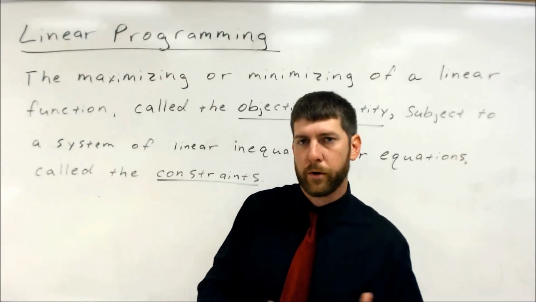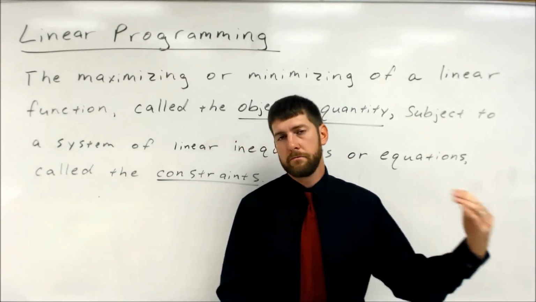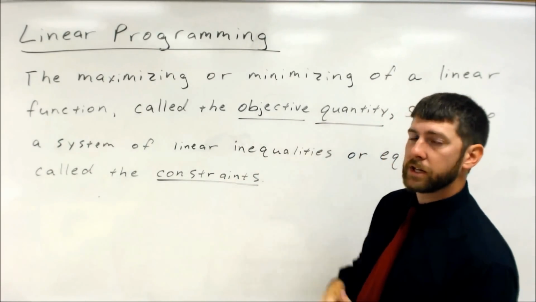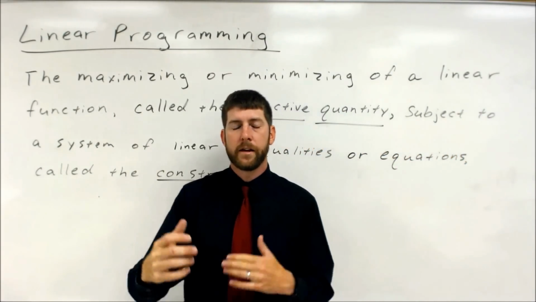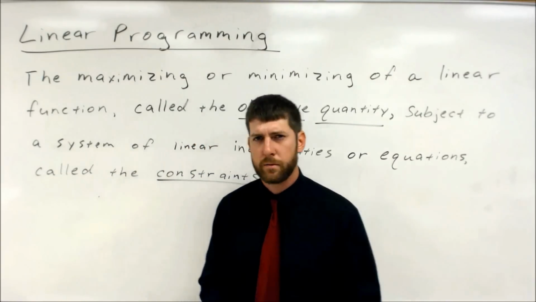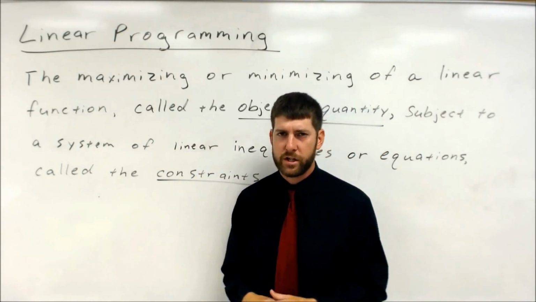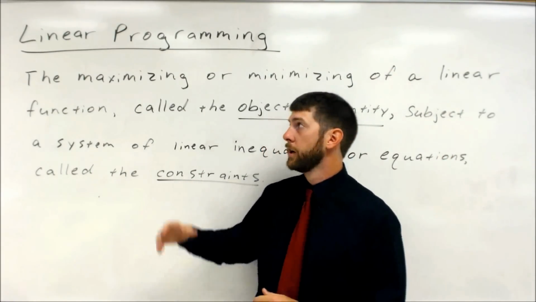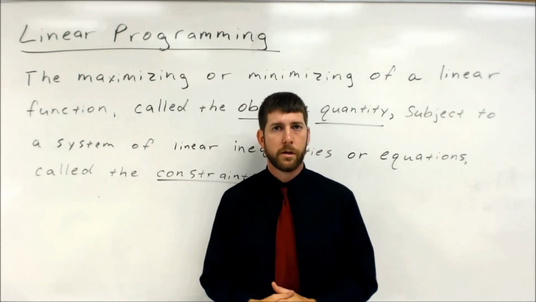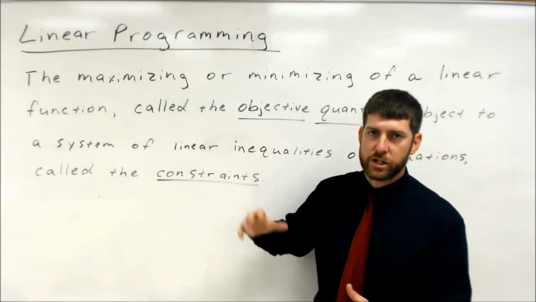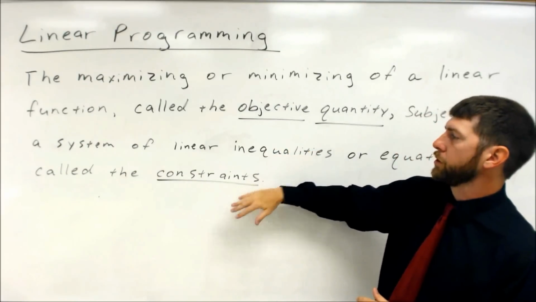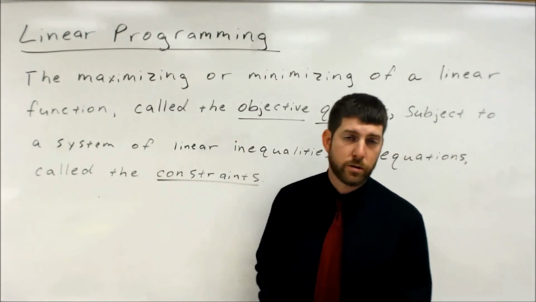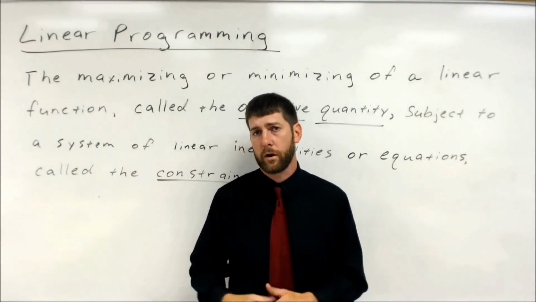For example, say we are producing two products and we want to minimize the costs associated with those products. So the cost would be the objective quantity, and then the restrictions on the products. We produce a certain amount of each type of product. Those would be the constraints, and we put all that together in this linear programming problem to be able to figure out how many of each type of product we could produce while still minimizing our objective quantity, which we're going to call the cost. So let's look at the process and work through a few examples.